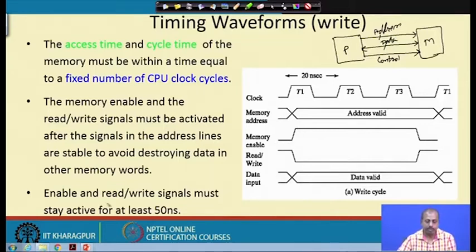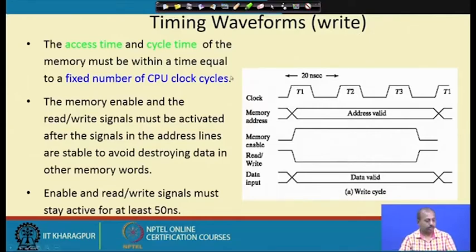The enable and read/write signals must stay active for at least 50 nanoseconds. This is a typical situation: if your CPU clock has a period of 20 nanoseconds, then the read/write signals are expected to be active for about 50 nanoseconds.